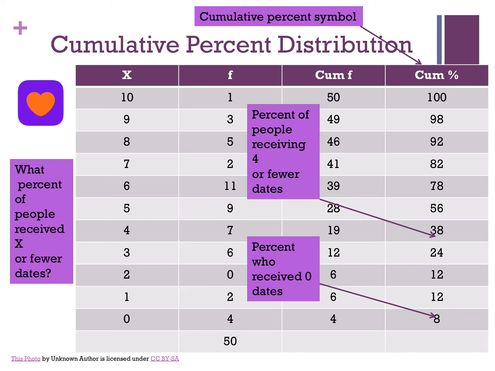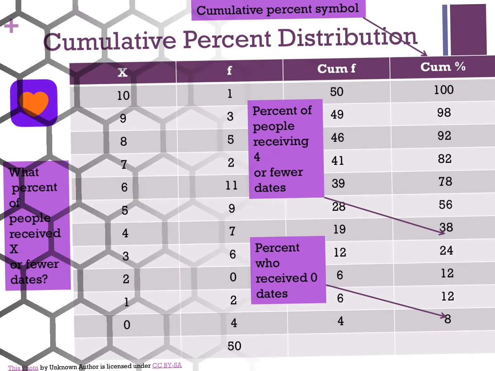When we get to the top of the table, of course, we see that 100%, or all the people, received 10 or fewer dates. So how do we compute the cumulative percent? I'll show you on the next slide.